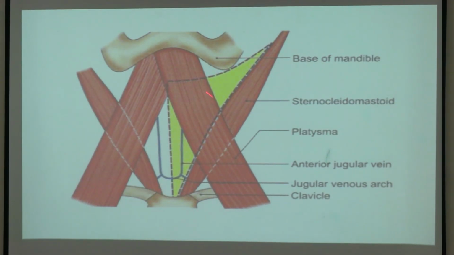You can see here, this is the sternocleidomastoid muscle and this is the platysma. It is present along with which layer? Deep cervical fascia layer. Okay. Next we have anterior jugular vein here, then the clavicle part, and this is the base of your mandible.